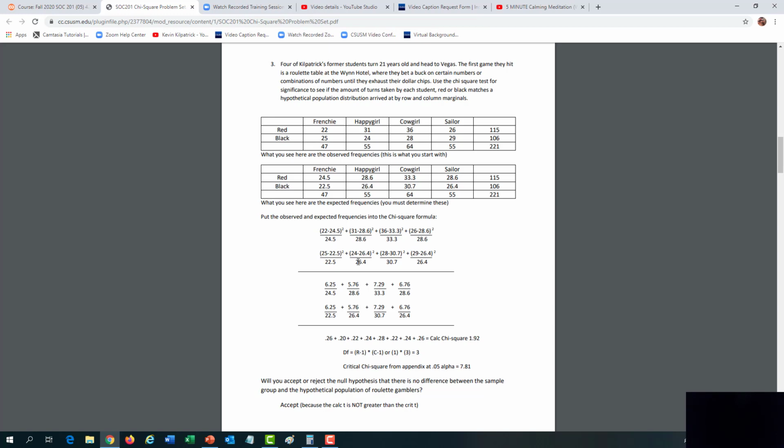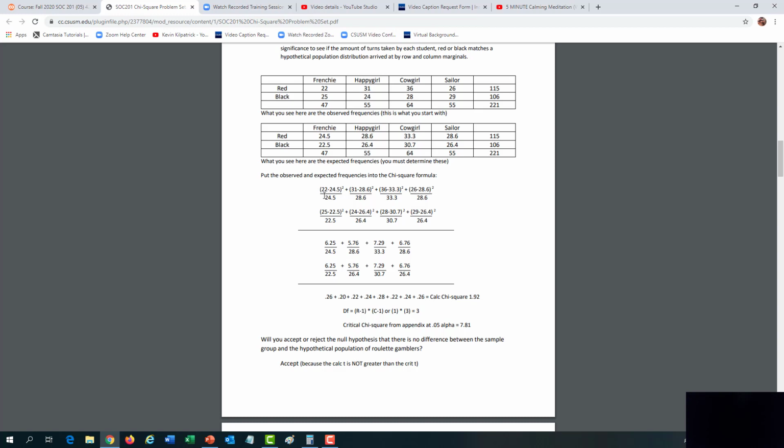And then I'm going to go down to the bottom row to get these fractions. The observed frequency is 25, the expected frequency 22.5. That's how I got this. And then I'm going to use 24 and 26.4 for the next fraction, 28 and 30.7 for the next fraction, and 29 and 26.4 for the last fraction. And once I have these set up, then it's just a matter of doing the math, okay?